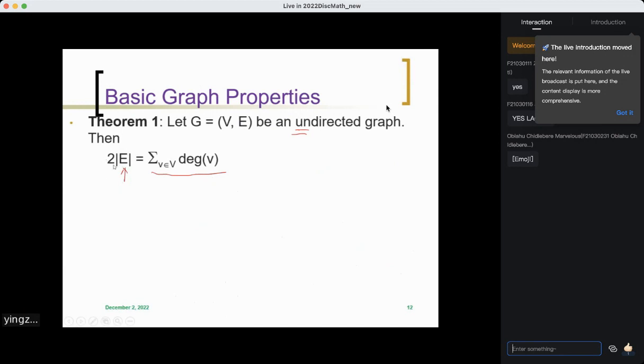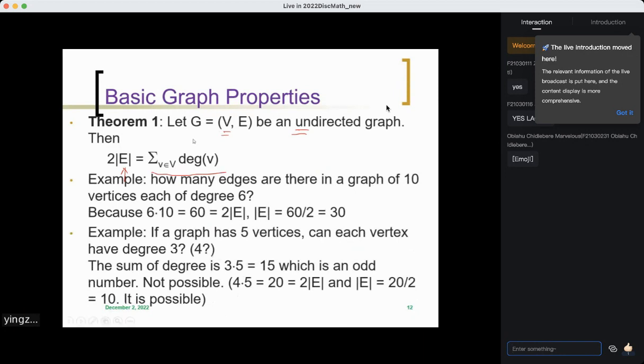So each edge contributes 2 degrees. So all the edges times 2 give us the total degree. Here V means all the vertices, all the nodes, and E means all the edges. Since each edge contributes 2 degrees, the total degree should be double the edges. So 2 times the number of edges is equal to the summation of the degrees of all the nodes.